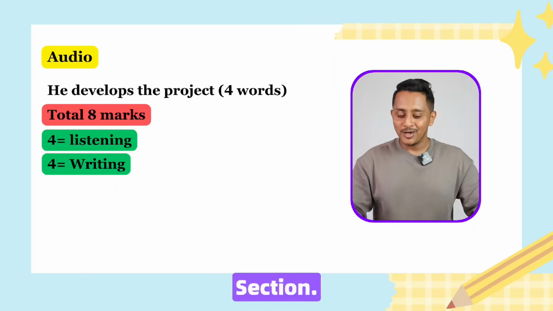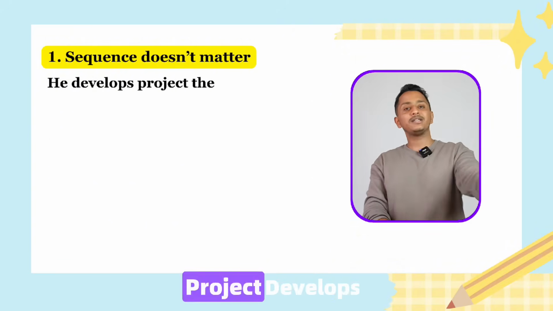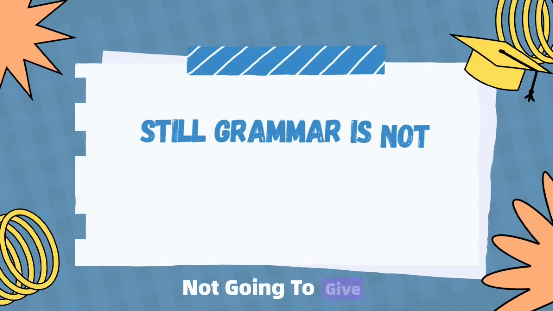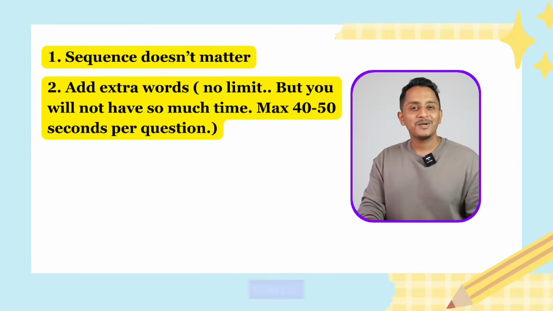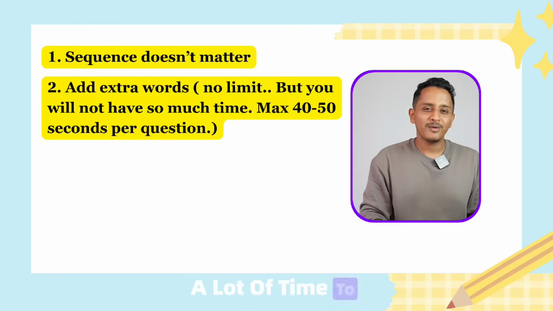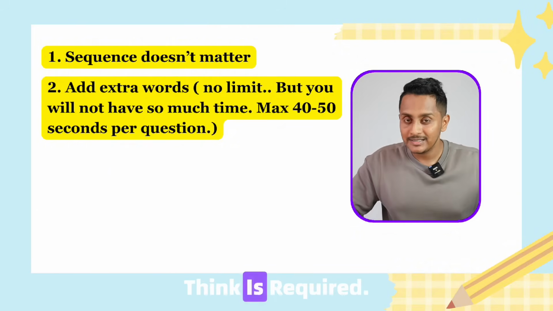Very simple section. On top of that, we have a lot of strategies. Let's quickly read them. The sequence doesn't matter. You can write the project develops he or he develops project the. Still, grammar is not going to give any marks here. You still will get 4 out of 4. You can add extra words. There is no limit. You can add any number of words, but there won't be a lot of time to add. So add some 3 to 4 words or 4 to 5 words, whichever you think is required.